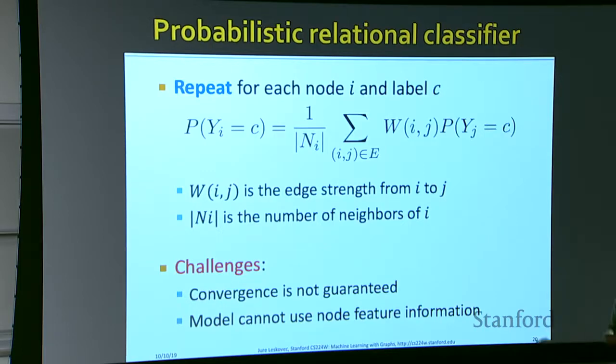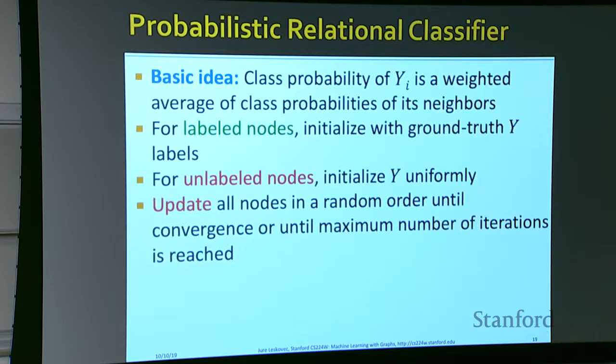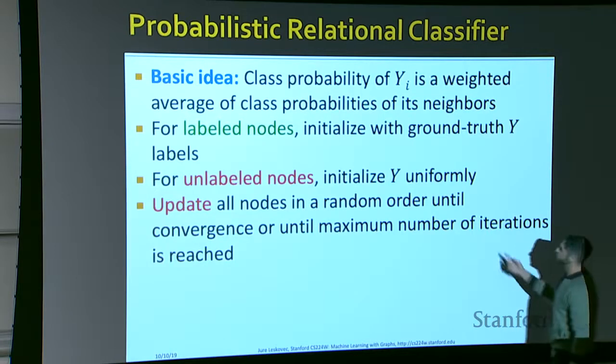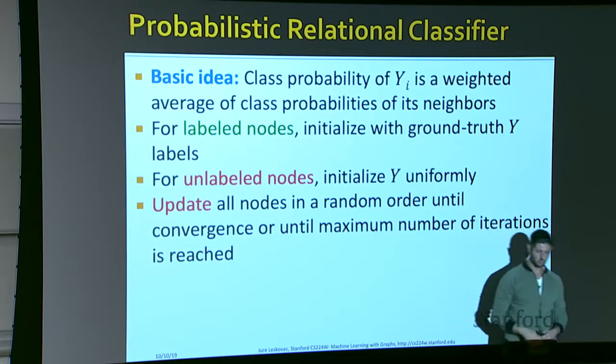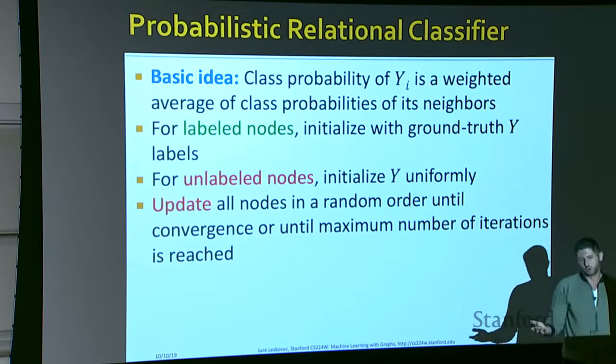Question? For our labeled nodes, why are we initializing uniformly? Can't we do something like train a classifier on the labeled nodes, and then on the basis of that classifier, we classify the unlabeled nodes? Great question. So the question is, why are we doing this uniform assignment to y's? Why don't we use a classifier? Why don't we even use a prior, right?